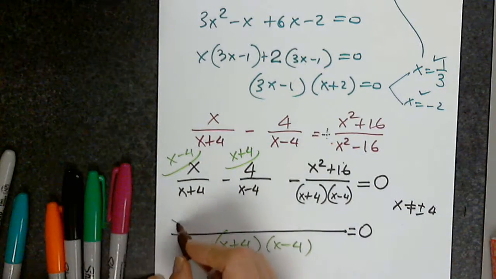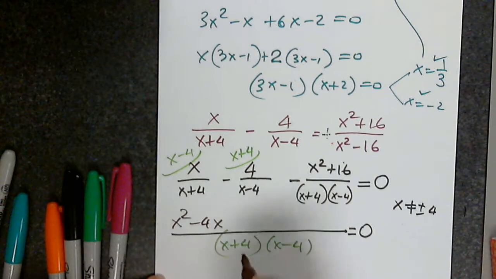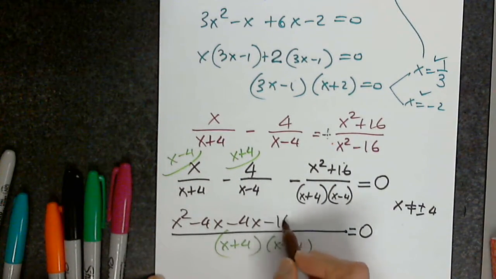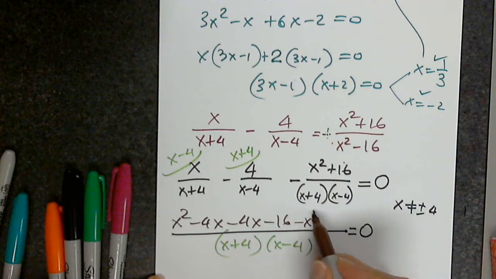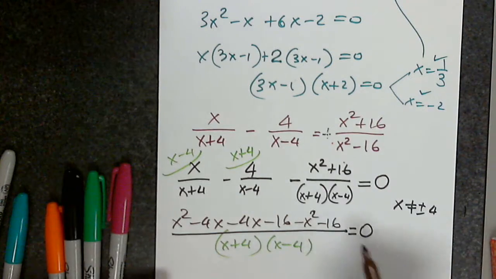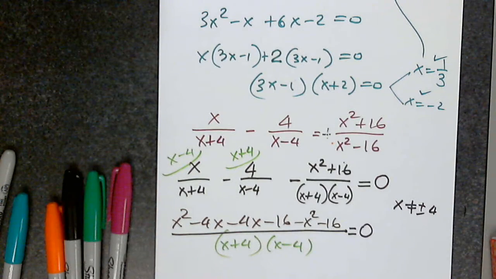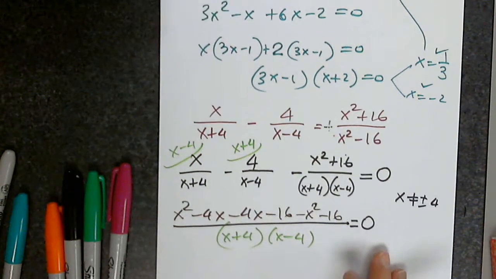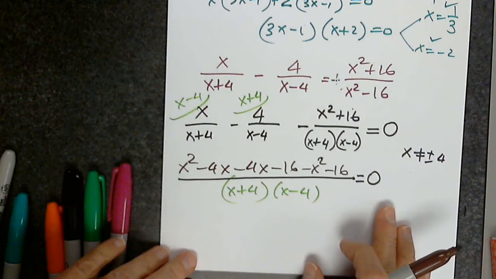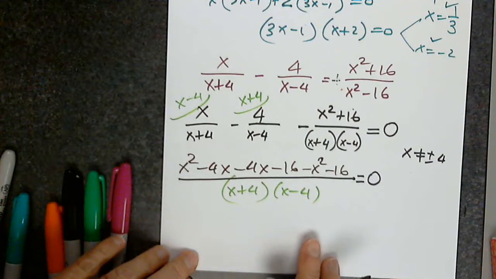X squared minus 4x. Excellent. Minus 4x minus 16 minus x squared plus 16. Careful. Minus 16. Exactly, because you distribute a negative 1 to x squared, you have to distribute it all the way only to the top. Excellent. Okay. Do you remember how we call this?